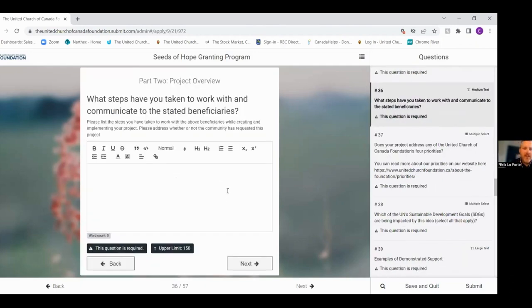What steps have been taken to work with and communicate with these beneficiaries? So tell us, what steps have you taken? Have you reached out to these groups? Have you reached out to these beneficiaries? Is your project something that is being asked for by the community or something that you think that this community just wants? Give us examples of that. It's really important, when launching any project, that it's not just looking inwards, that you also take an outwards approach to the project as well and talk to the direct people that you think would benefit from a project.